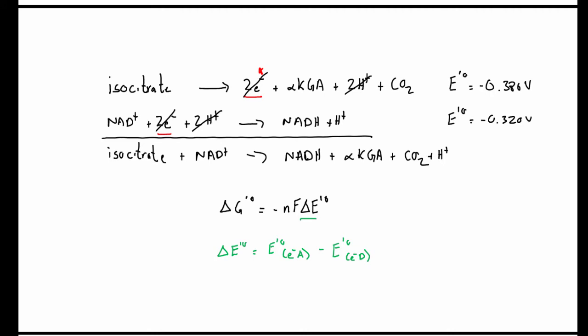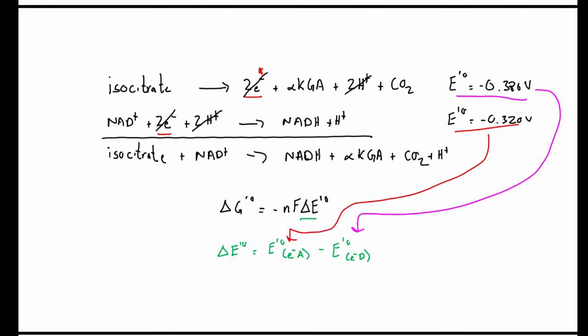And so when we do this, we want to understand that this is going to be our electron donor, so we're going to put that here. And this is going to be our electron acceptor, so we're going to put that here. And so our change in the reduction potential is going to be equal to essentially negative 0.32 minus a negative, put a parentheses here, 0.38. And what that means is that this is going to be a positive. You can do the arithmetic on your own, but it's going to be a positive 0.06.